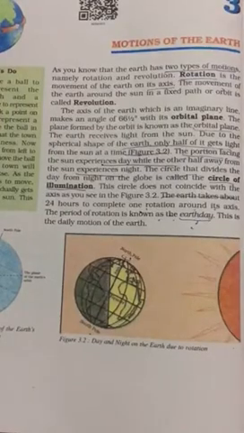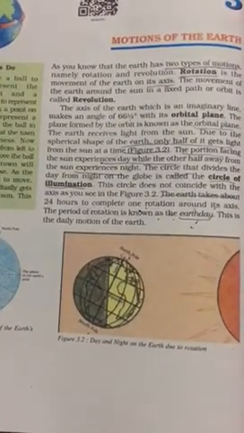The axis of the Earth, which is an imaginary line, makes an angle of 66.5 degrees with its orbital plane. The plane formed by the orbit is known as the orbital plane. The Earth receives light from the Sun. Due to the special shape of the Earth, only half of it gets light from the Sun at a time.